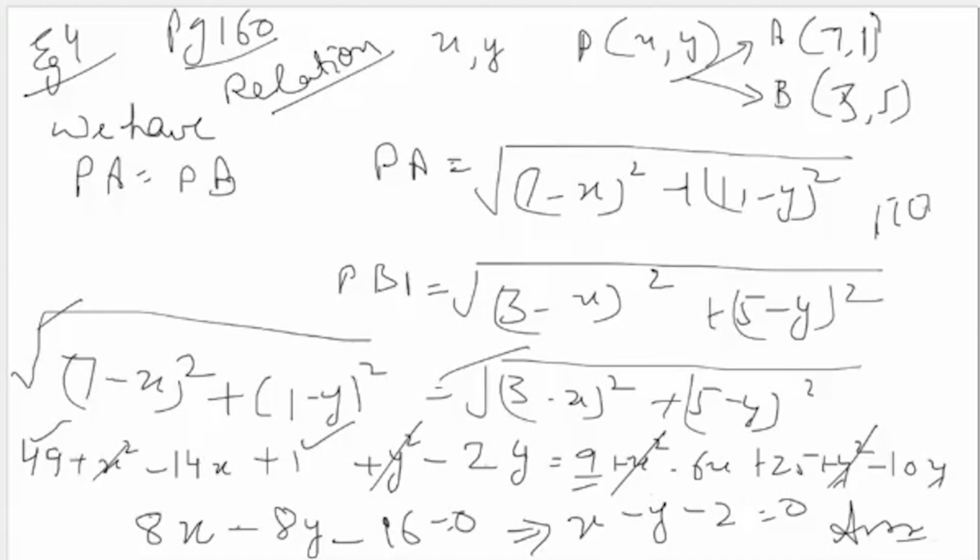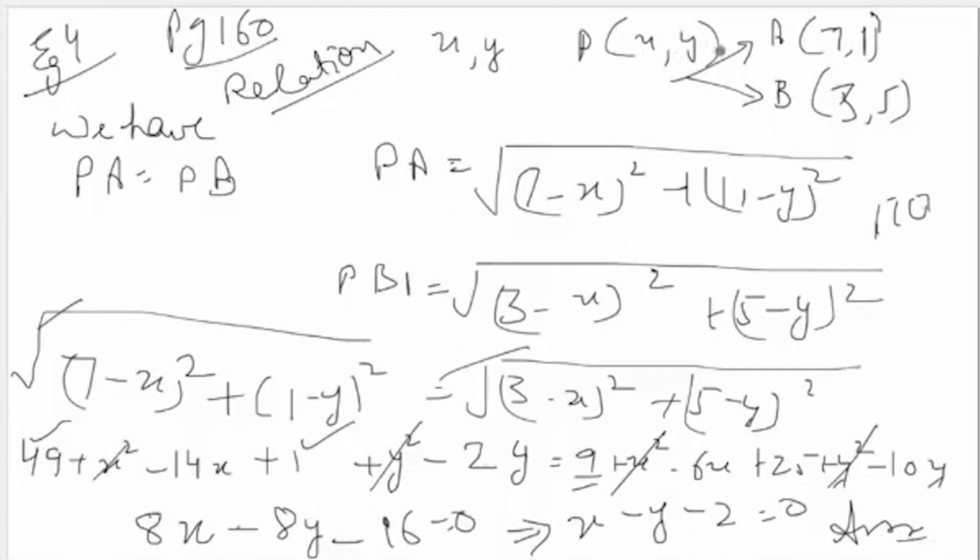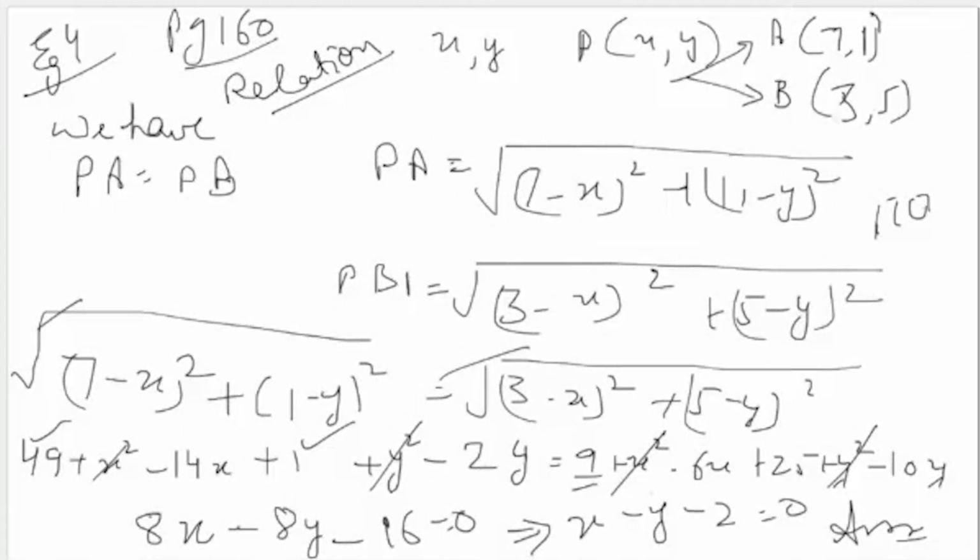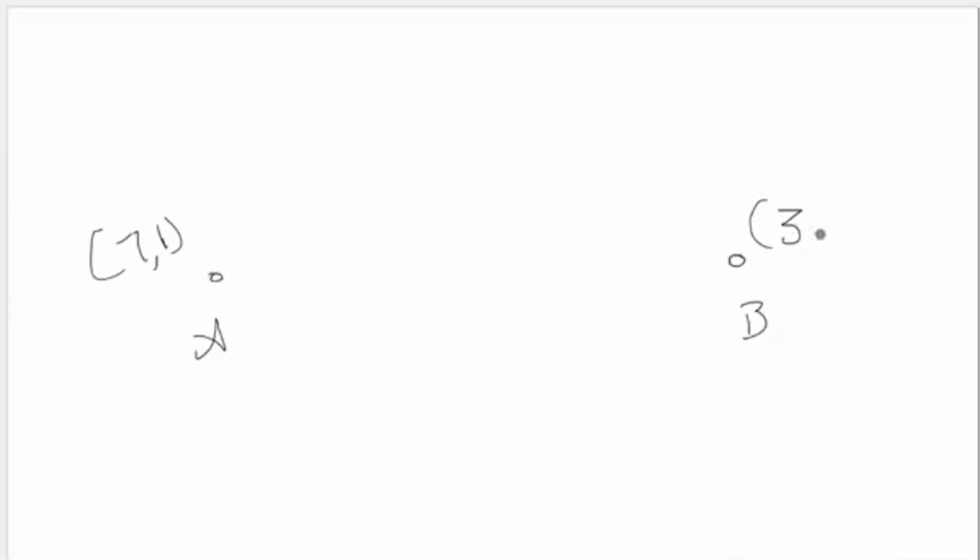See, geometrically, if we have 2 points, A and B, there would be only one point which is equidistant from these points, or many points would be there? My question is, let us consider these are 2 points. Let us consider this is 7, 1, and another is 3, 5.